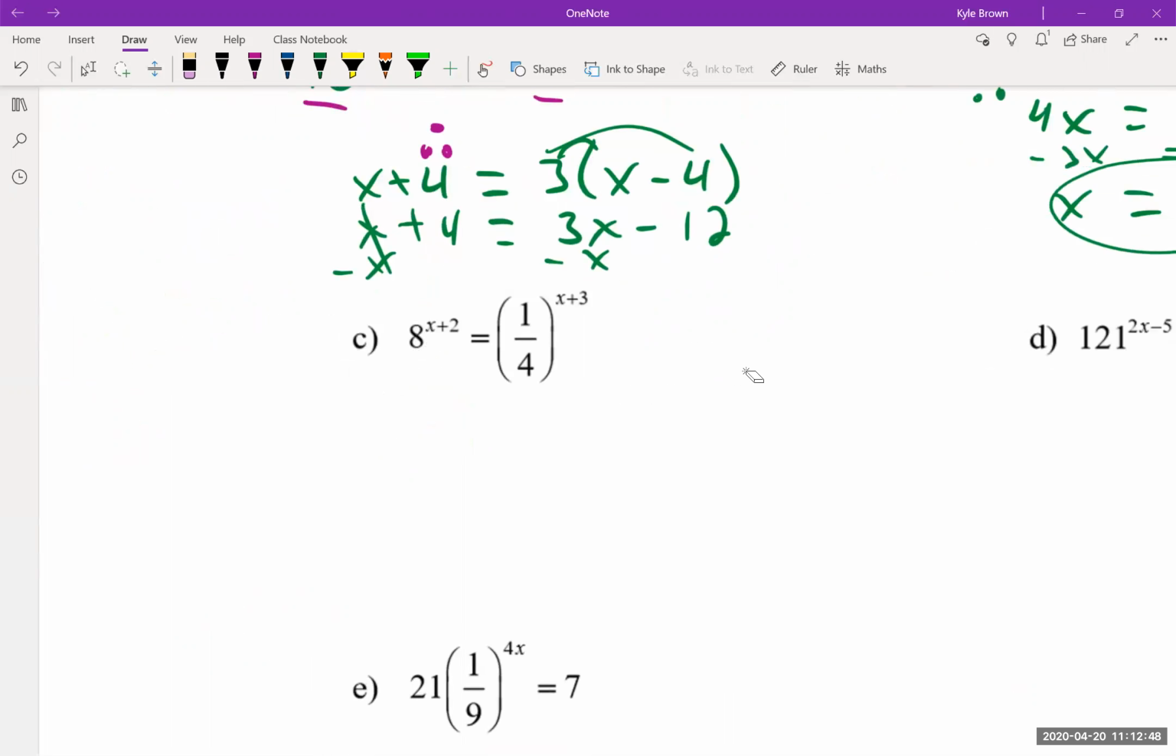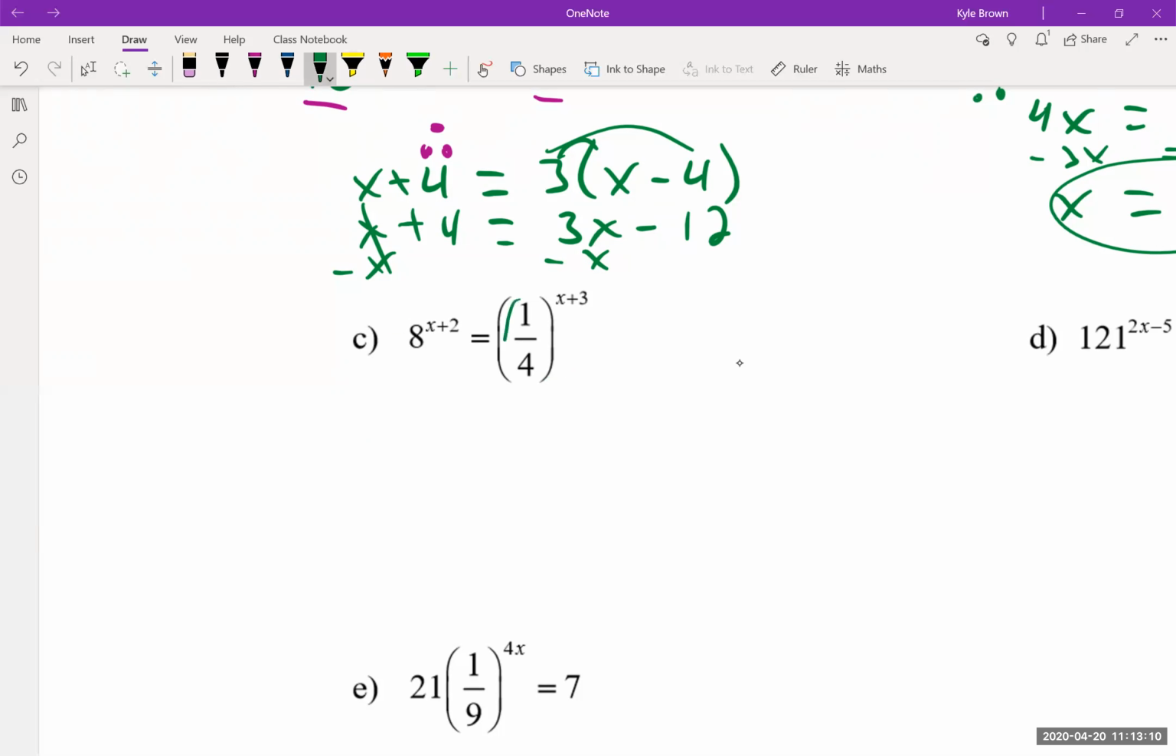Okay, so we got 8 to the power of x plus 2 is equal to 1 over 4 to the power of x plus 3. Now I'm looking at an 8 and a 4, and I'm wondering, can I go 4 to the power of something to get 8? No. I can go 2 though, right? 2 could be my base, because 2 to the power of 3 is 8 and 2 to the power of 2 is 4. And that kind of got me there.